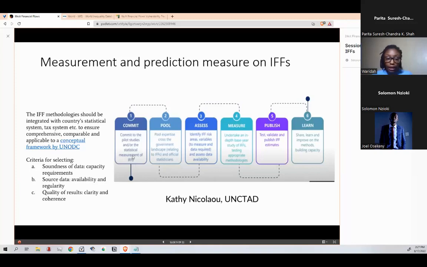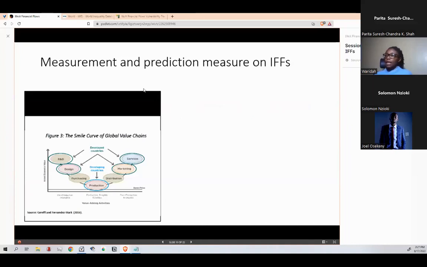And Lila has, of course, recommended a book where you can read more on what other people have said about measuring and predicting IFFs. Now, we look at the other area of the measurement and prediction measures on IFFs, which is in terms of indicators in a country. We look at the macroeconomic one first, and then go to the governance.